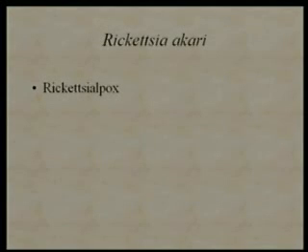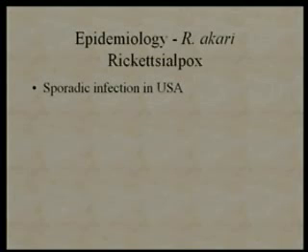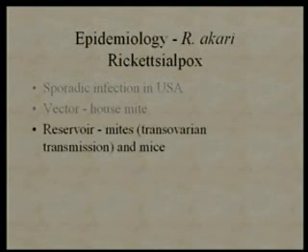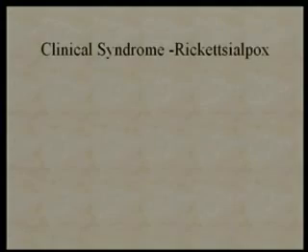Okay. The next disease, Rickettsia akari, the causative agent is rickettsialpox. Now, this one occurs in this country, but it just occurs sporadically, and there's not a lot of cases for this. The vector here is the house mite, and the reservoir is the mite itself. Again, there is transovarian passage of the organism from mite to mite to mite, and so on. But in addition, the reservoir are mice. Okay, and again, we obviously become accidentally infected if we get bitten by a mite that has got the organism.